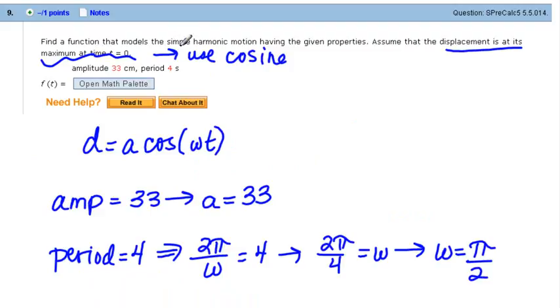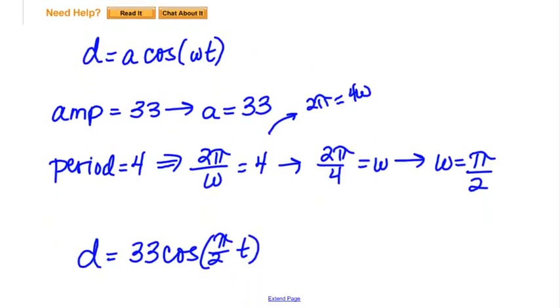Find a function that models the simple harmonic motion having the given properties. Here we want to assume that displacement at time 0 is at its maximum. So that tells us that we're going to use cosine. The amplitude is 33, the period is 4. So the amplitude being 33 tells us what A is. Period equaling 4, we can set 2 pi over omega equal to 4. So if we multiply both sides by omega, we would get 2 pi is equal to 4 omega. And then we can divide by 4 to get 2 pi over 4 is omega. Reducing that gives us omega is pi over 2. So just plugging in the value of A and the value of omega gives us the formula that we need.